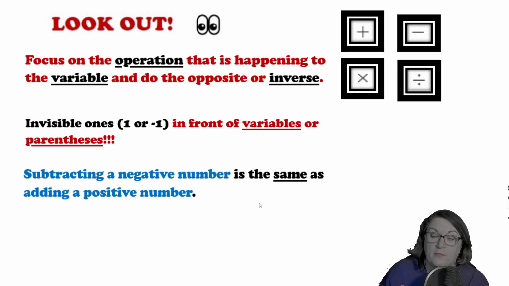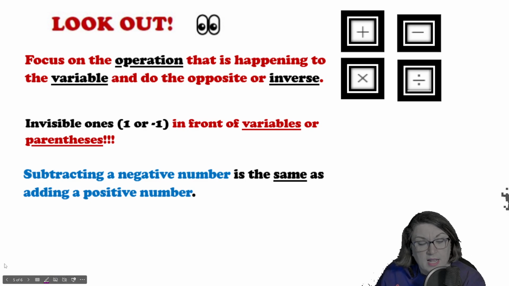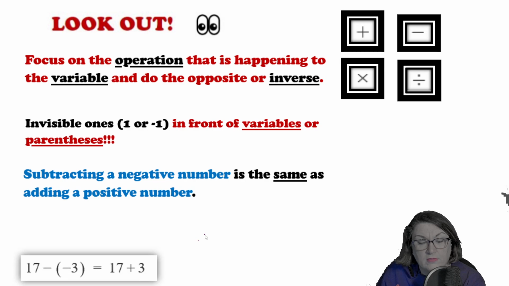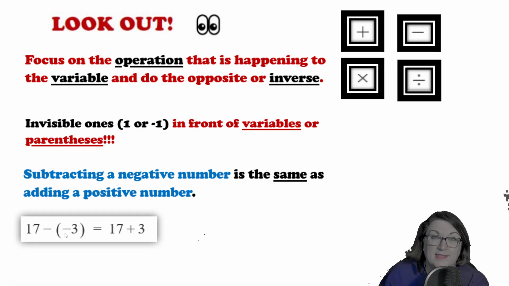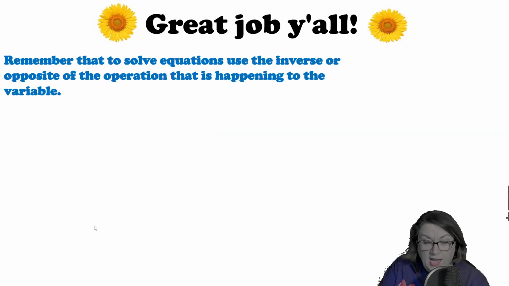That's something I didn't cover much in this video, but basically what it's talking about is, did I have a picture? I think I have a picture of it. Yeah. 17 minus negative 3, that's the same as 17 plus 3. So if you ever see a minus and a negative together, you can think of that as addition. Because remember, subtracting a number is the same as adding its opposite. So if I add the opposite of negative 3 to that 17, I'm going to have a positive 3, right? And I think that's it for the things to look out for.